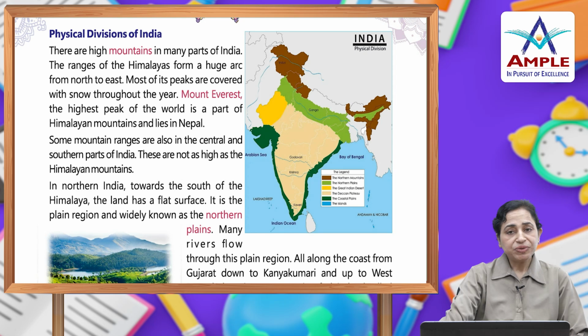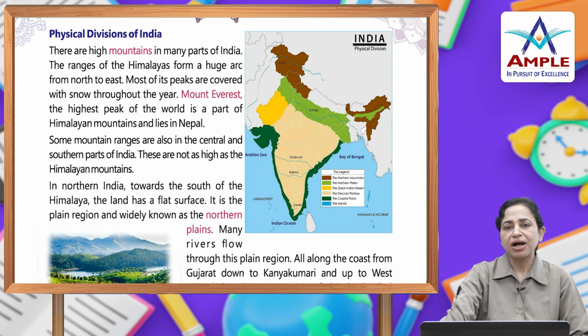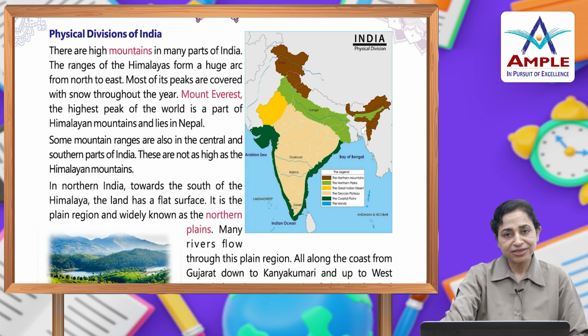Now we have physical divisions of India. There are high mountains in many parts of India. The ranges of the Himalayas form a huge arc from north to east, and most of its peaks are covered with snow throughout the year. Mount Everest, the highest peak of the world, is a part of Himalayan mountains and lies in Nepal.